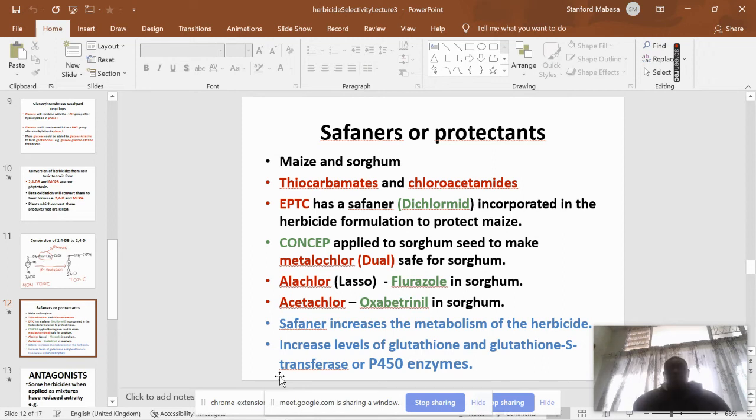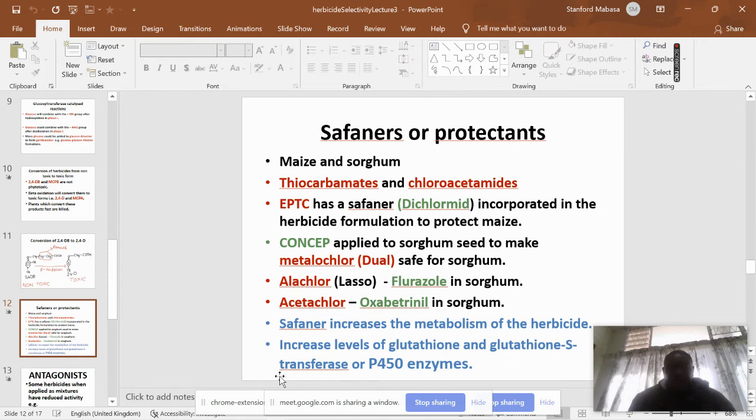Alachlor, which is also a common herbicide in Zimbabwe, we can also use in sorghum. It has a protectant or a safener known as flurazole. If that alachlor lacks flurazole, you should not use it in sorghum. Then acetochlor can also be used in sorghum, but it should contain oxabetrinil as the safener or protectant. So please note that most of the grass-killing herbicides, which we may use in maize and sorghum, should contain safeners to protect the crops.